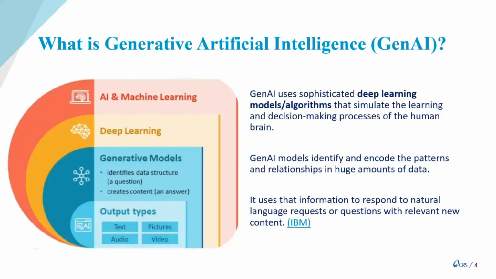Generative AI typically uses sophisticated deep learning models and algorithms that simulate the way we learn and the decision-making process of the human brain. Generative AI models identify and encode patterns and relationships in a huge amount of data. So it tries to make sense of a lot of data. And then it uses that information to respond to you, the user, in what's called a natural language request, or questions, with relevant new content. It tries to answer the question to you as if it's talking to a human.